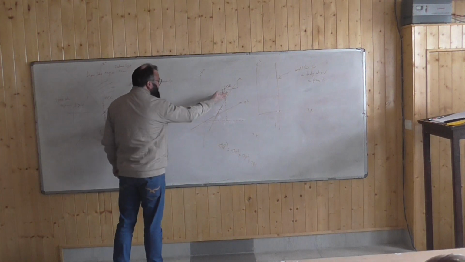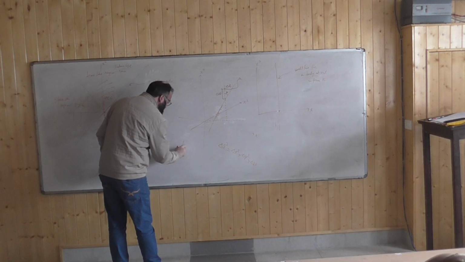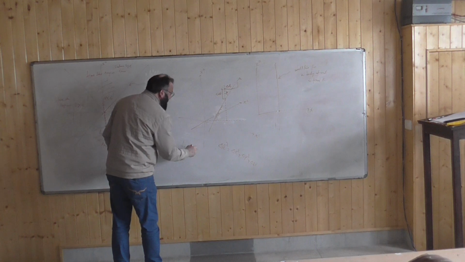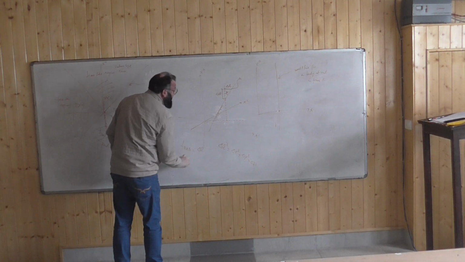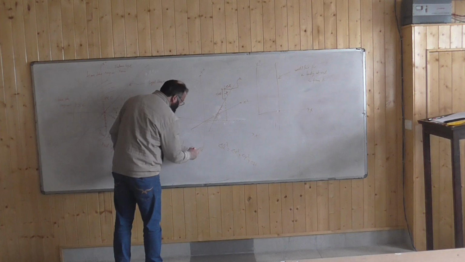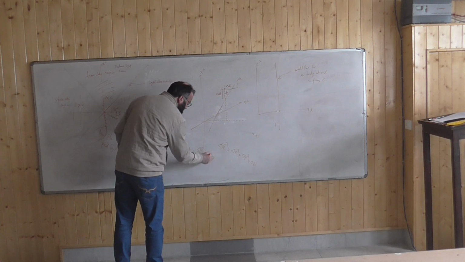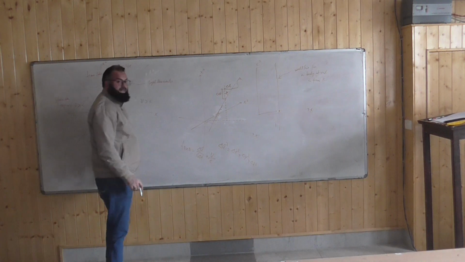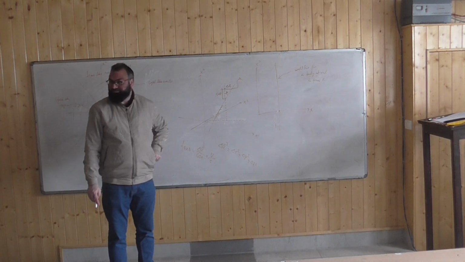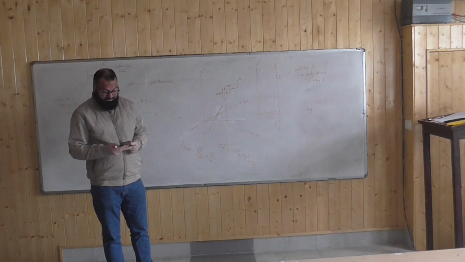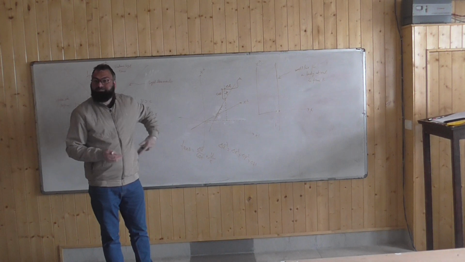Now let's calculate this theta. You have tan theta here as delta L by c delta t. What is delta L by delta t? That's velocity. So it's v by c. Okay? Clear?